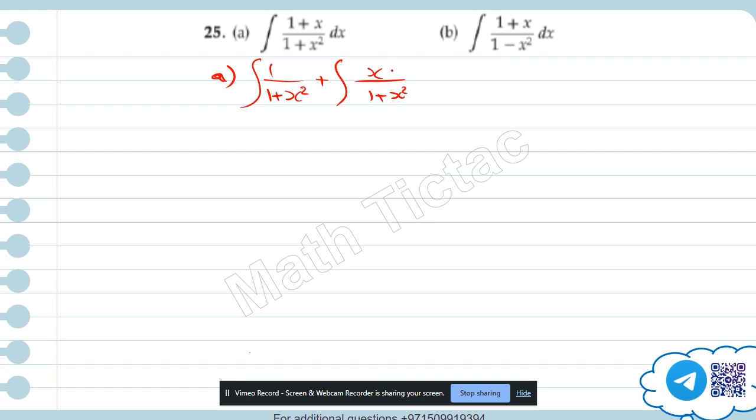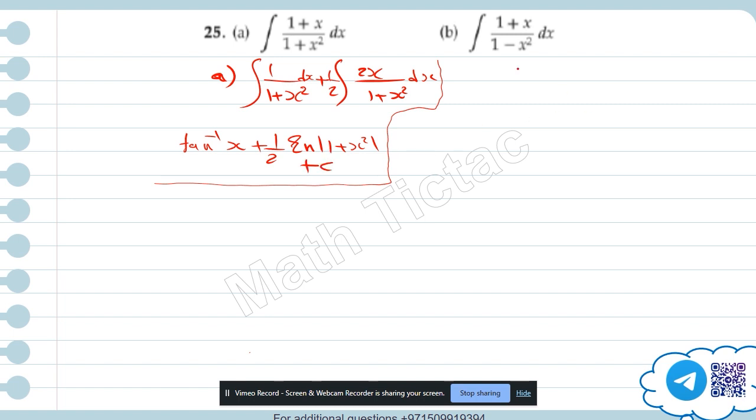For this, I will use len because, of course, in here we have dx. The derivative of the denominator over here is 2x, so I have x only. I'll multiply it by 2 and divide by 2. So the derivative of the denominator now is 2x, and I can find it in the numerator. So the integration of this is tan inverse of x plus 1 over 2 len (1 plus x squared). That's it directly. Then plus c, don't forget that.